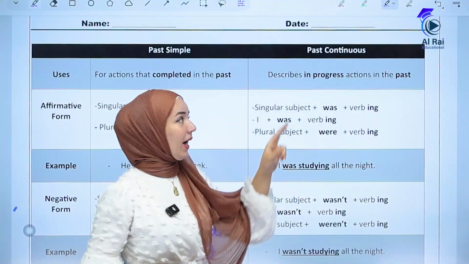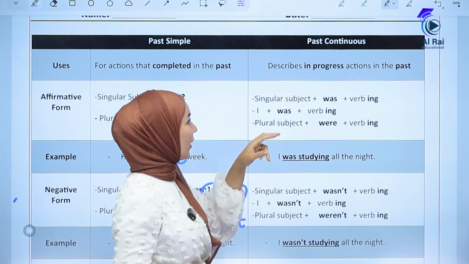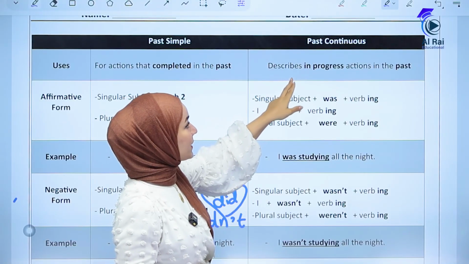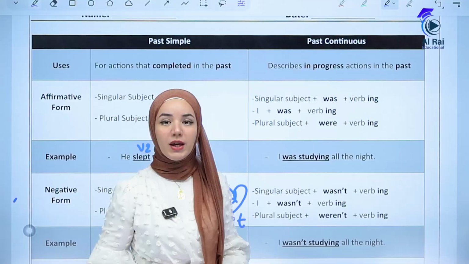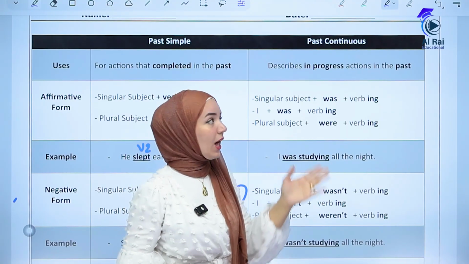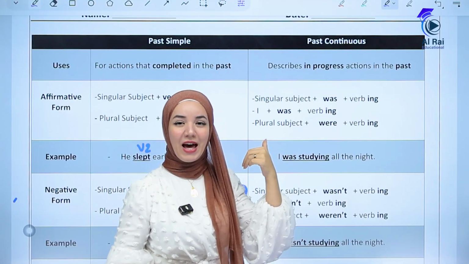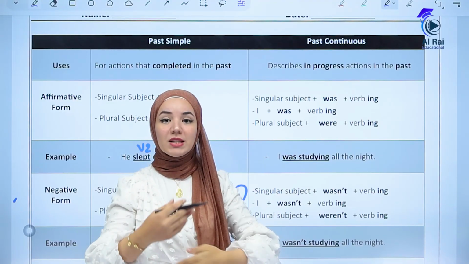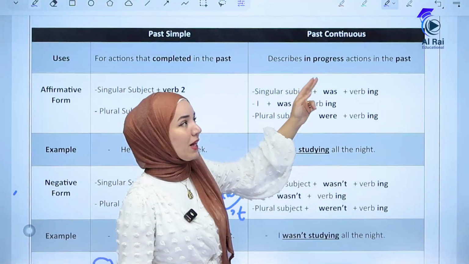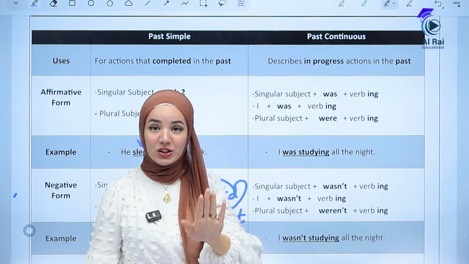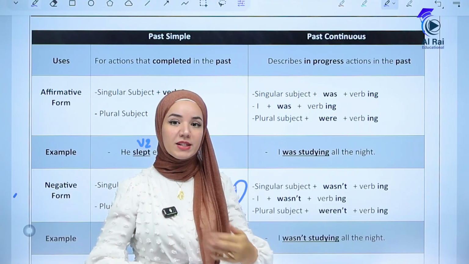Okay, now let's see past continuous. Let's start with this new grammar rule. It describes in-progress actions in the past. So here I'm talking about the past. I'm talking about past actions, but those actions were in progress in the past. So we use past continuous to talk about actions in the past that were in progress.